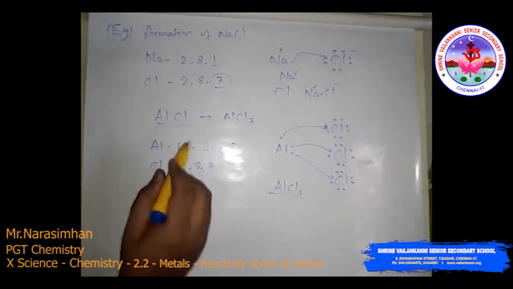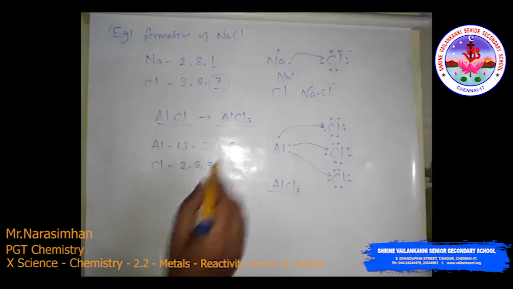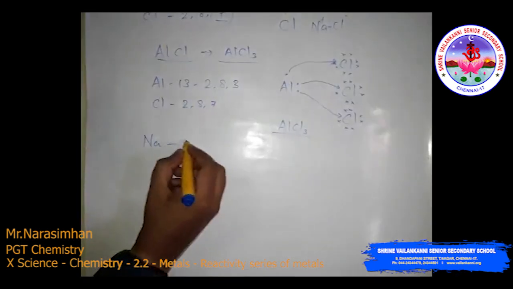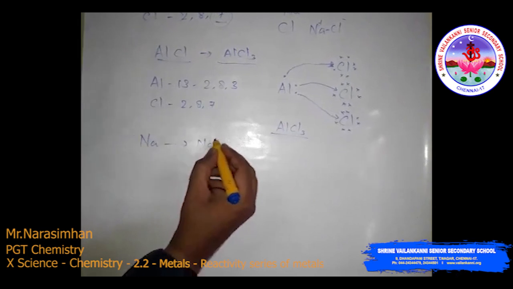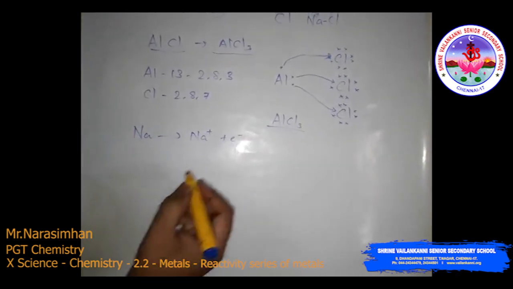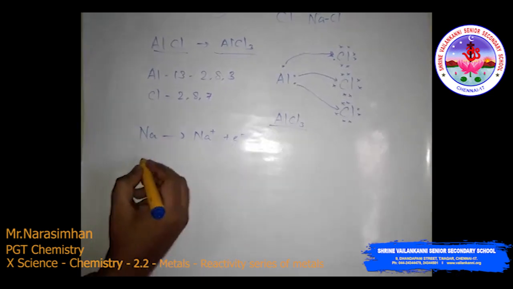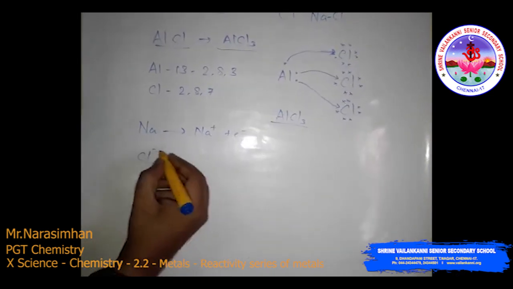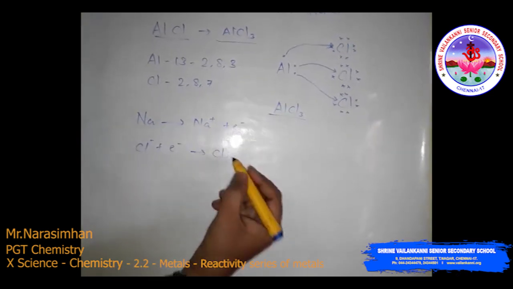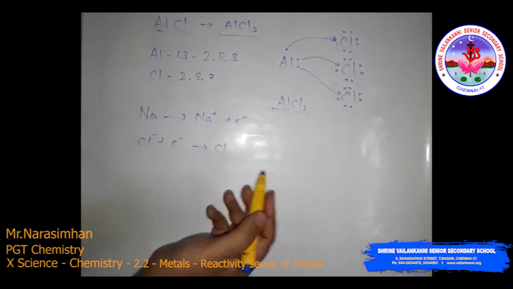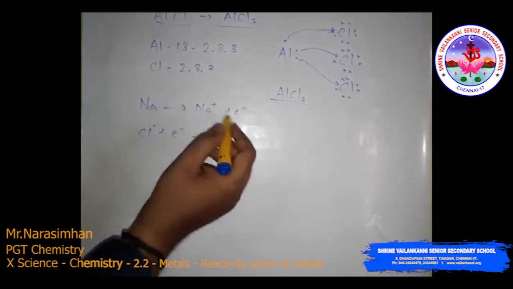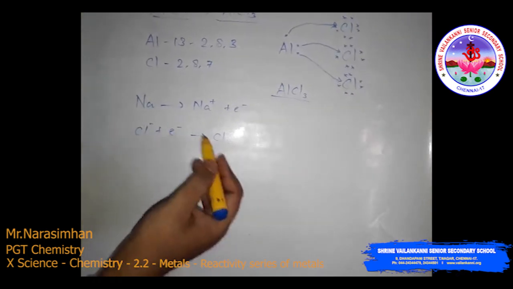Okay, this is the formation of NaCl and AlCl3. See, Na gives Na plus, that means 1 electron loss. Then the Cl minus ion gains 1 electron from Cl. So that electron will be cancelled, and the remaining ions are formed, that is Na plus and Cl minus.